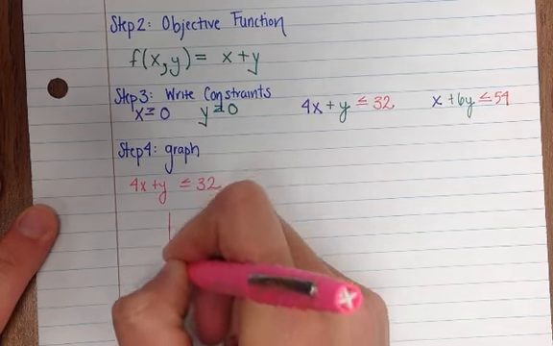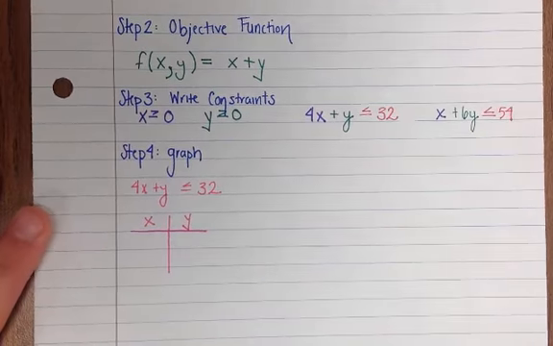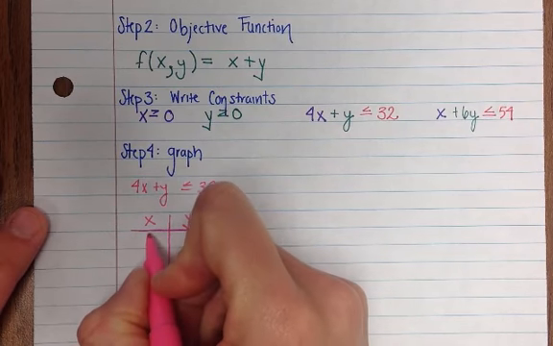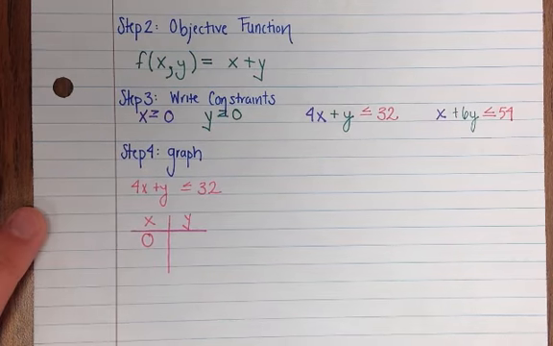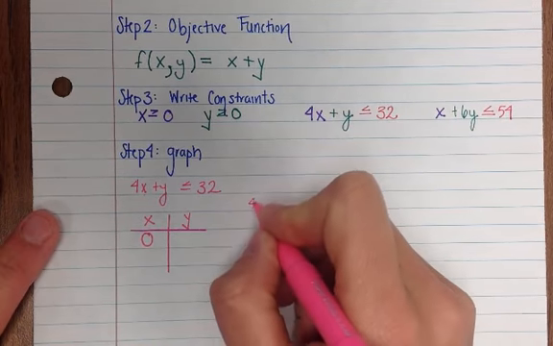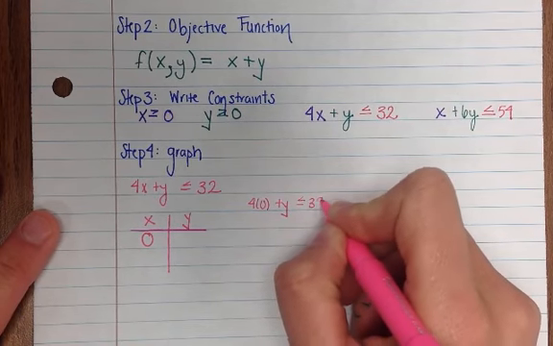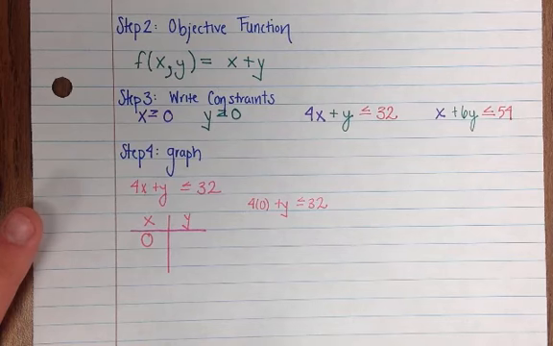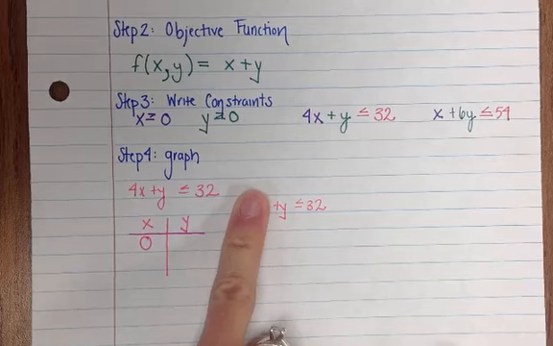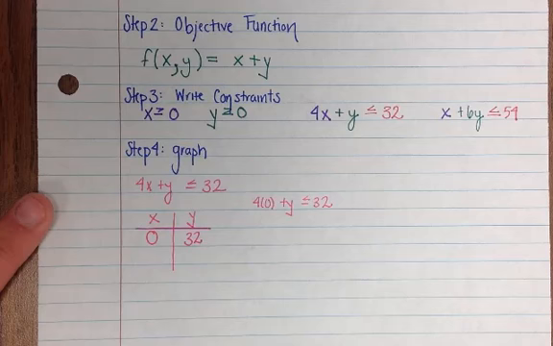So I'm going to build a table, and I'm going to be looking at x and y. So if I graph by my intercepts, that means that if I look for the y-intercept, that occurs when x equals 0. So if I plug a 0 in for x here, I'm going to have 4 times 0 plus y being less than or equal to 32. Well, anything times 0 is 0, so I could just cover that up, and I have that y is less than or equal to 32. So when x is 0, y is 32.